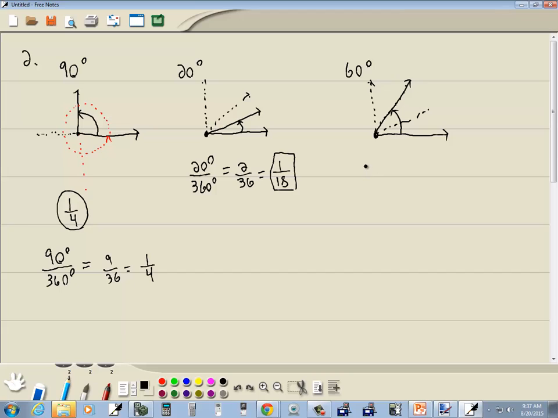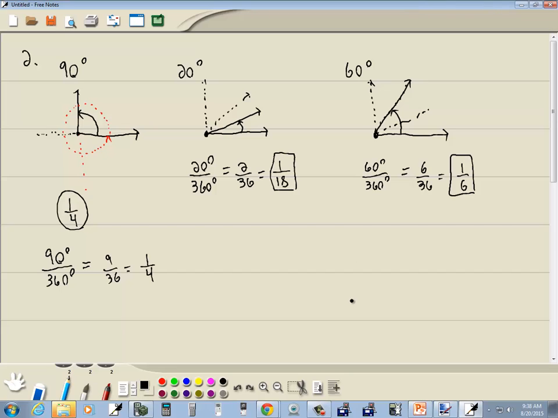Now I'll do it with the formula. We take our 60 degrees, divide by 360. The degrees cancel, the zeros cancel. We get 6 over 36, which gives us 1/6 of a revolution. And that would be our answer.